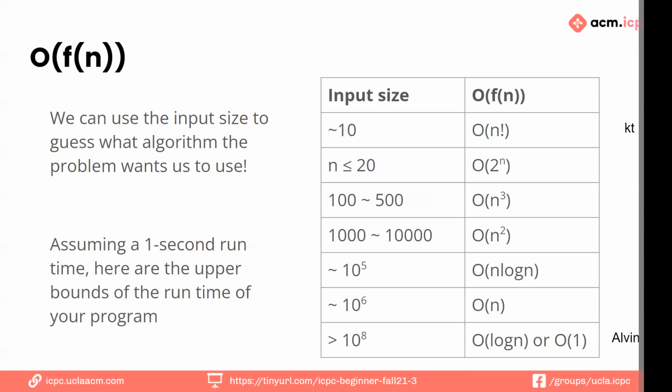Normally when you submit a problem, your program can only run for a certain amount of time. Generally it's like 1 second for C++ and more for slower languages. But generally you're able to do around 10 to the 8 operations. So you can see if you have an n log n algorithm, if you multiply it out, you'll get roughly 10 to the 8 operations if you have an input size of 10 to the 5 numbers.